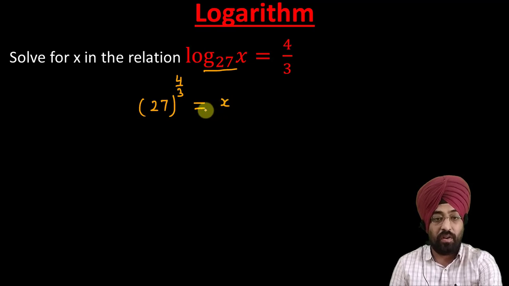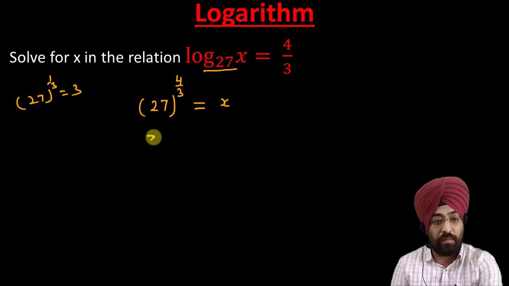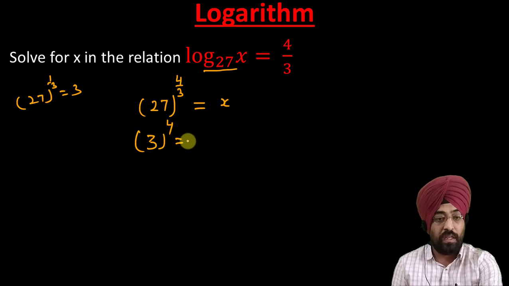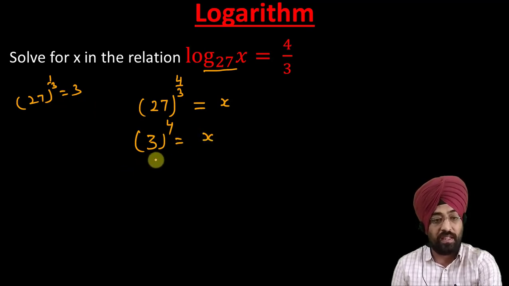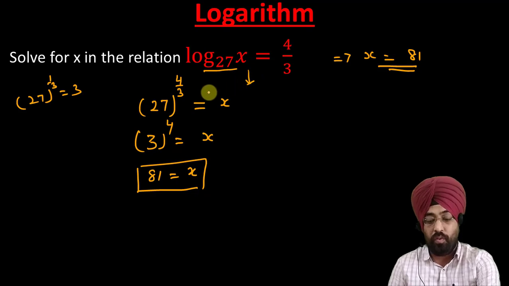I have converted this logarithmic form to exponential form. Now 27 raised to the power 1 by 3 is 3, its cube root is 3, so it becomes 3 raised to the power 4 is equal to x. 3 raised to the power 4 is 3 into 3 is 9, into 3 is 27, into 3 is 81. 81 is equal to x. So the value of x comes out to be 81. Again it was quite easy, we just had to convert this logarithmic form to exponential form.